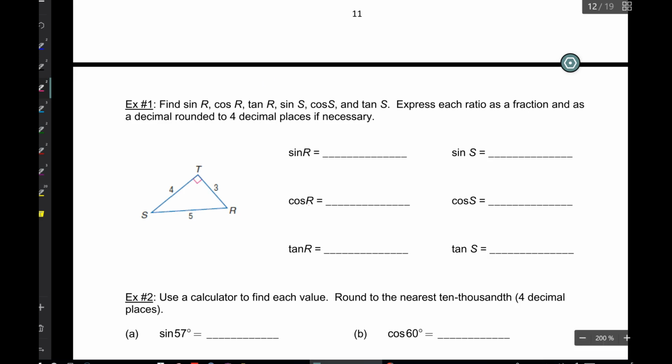So first thing, I'm going to just write down SOHCAHTOA, just as a reminder of the order. And we're going to look at these first three. We're going to look at sine of R, cosine of R, and tangent of R. So the first thing you want to do is identify the angle that we're working with. So we're working with angle R, and it's helpful to identify the opposite, the adjacent, and the hypotenuse. Well, hypotenuse is always easy because that's directly opposite the right angle. Opposite angle R would be 4, and adjacent to angle R would be 3.